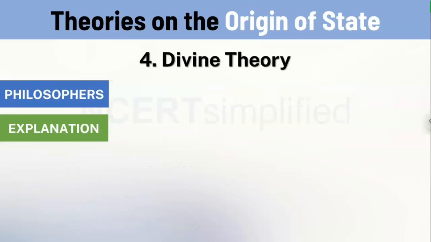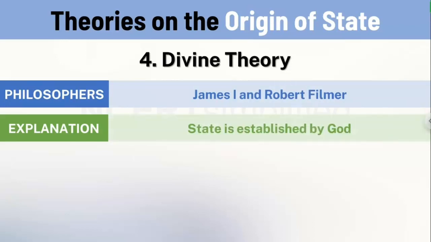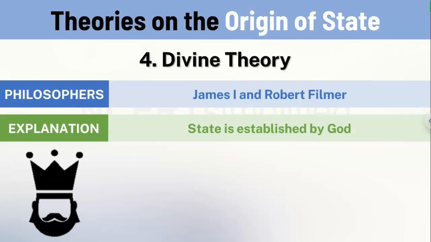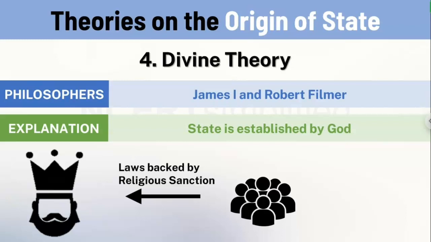The divine theory. The philosophers for the divine theory were James I and Robert Filmer, and it basically states that the state is established by God, right? So the people who believe in the divine theory state that God created everything, every institution, every living creature, and God sends incarnations or impersonifications of God itself, such as a king. And people tend to obey the king by believing that he is an incarnation of God. Usually, by laws backed by religious sanction, they obey this ruler in the fear of God, right?